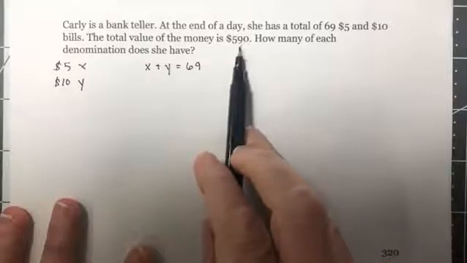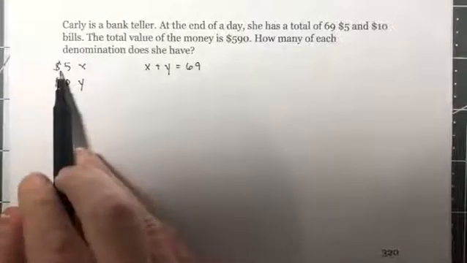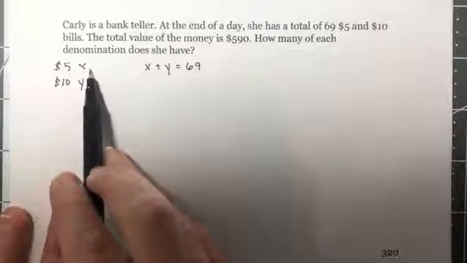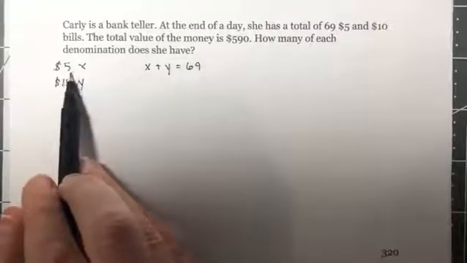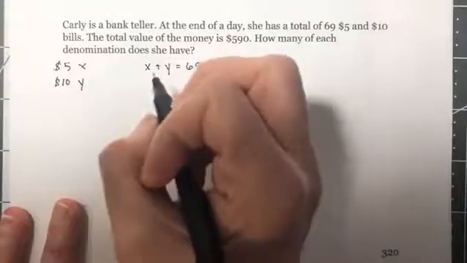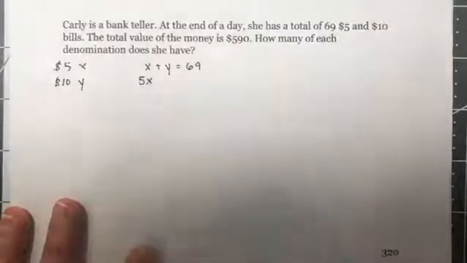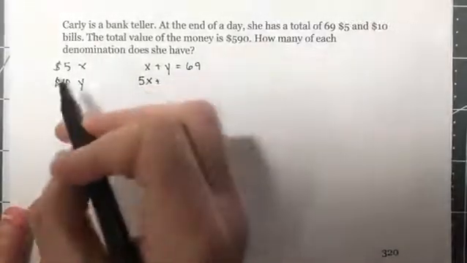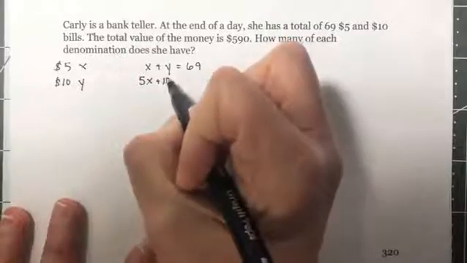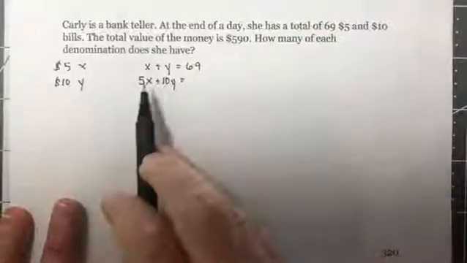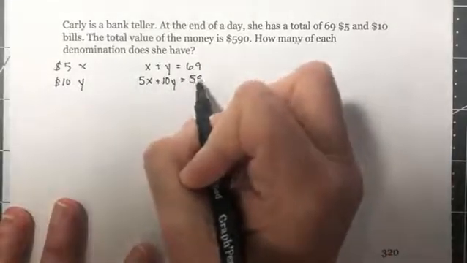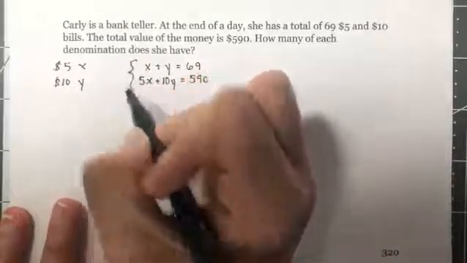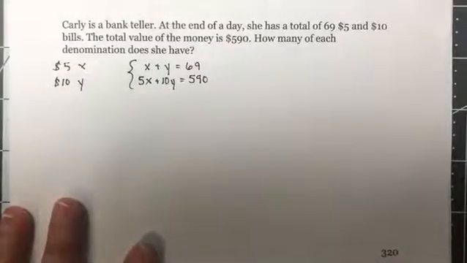Now let's talk about how much they're worth. This is the number we haven't used yet. Each of these is worth $5. So if I had 3 of these, it would be 5 times 3 is 15. Basically, to find out how much money this is, I would take 5 times the number of bills. And then we do the same thing with the tens: 10 times the number of tens. Now, I don't know what these values are yet, but I know if I do this, I should get 590. This is the system we need to solve.